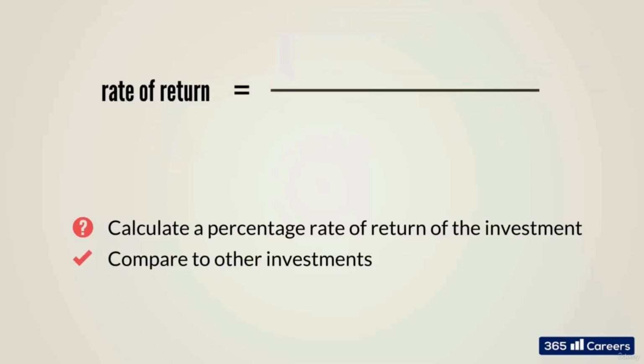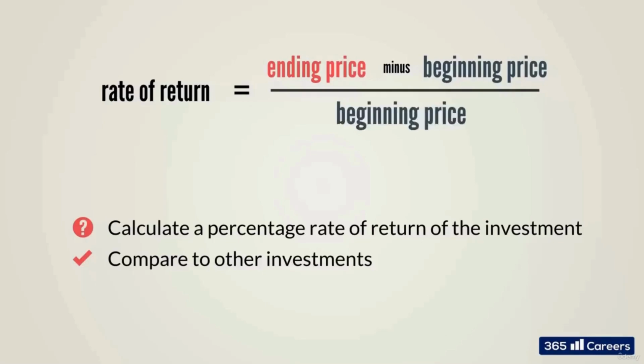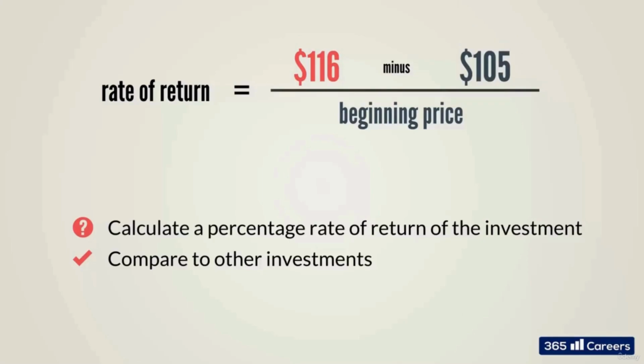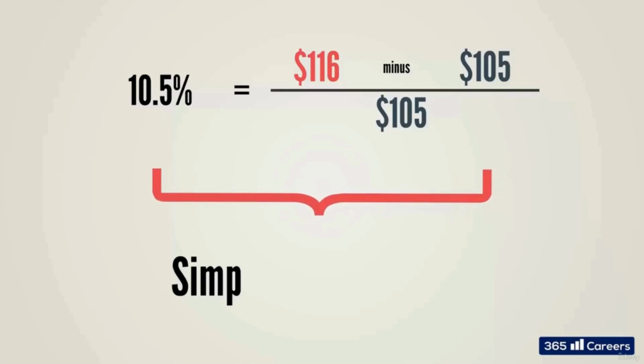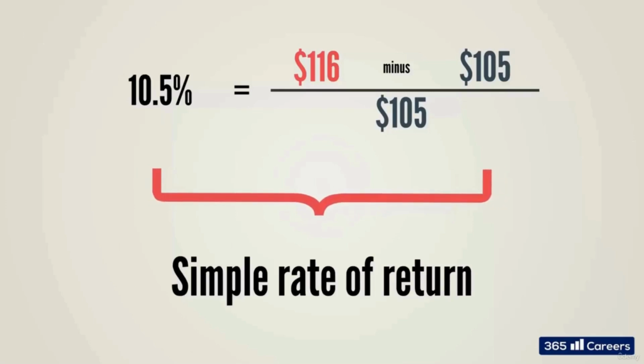The rate of return of the investment is given by the ending price minus the beginning price, and that is divided by the beginning price. So, in our case, it will be given by $116 minus $105 divided by $105. This gives us a 10.5% rate of return. This computation of the rate of return is called simple rate of return. It's clear how we calculate a simple rate of return of an investment, right? The amount we've made minus the amount we've invested divided by the amount we've invested.